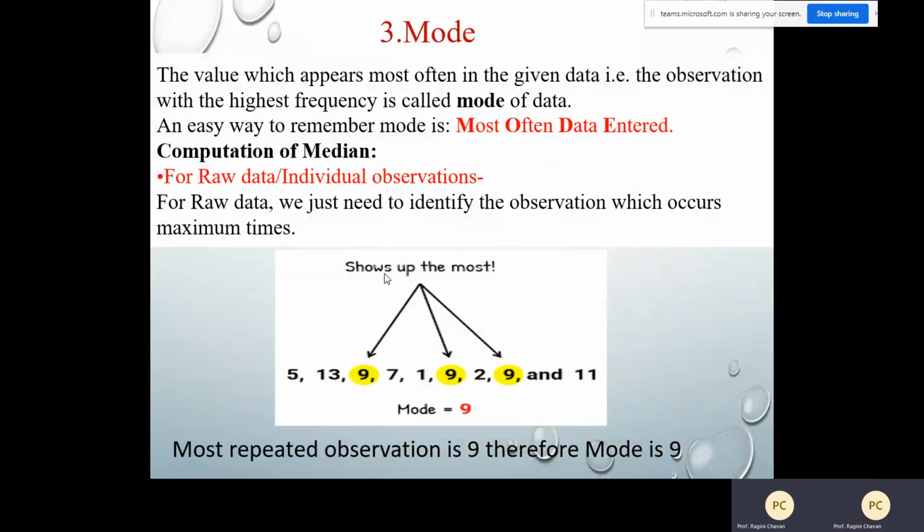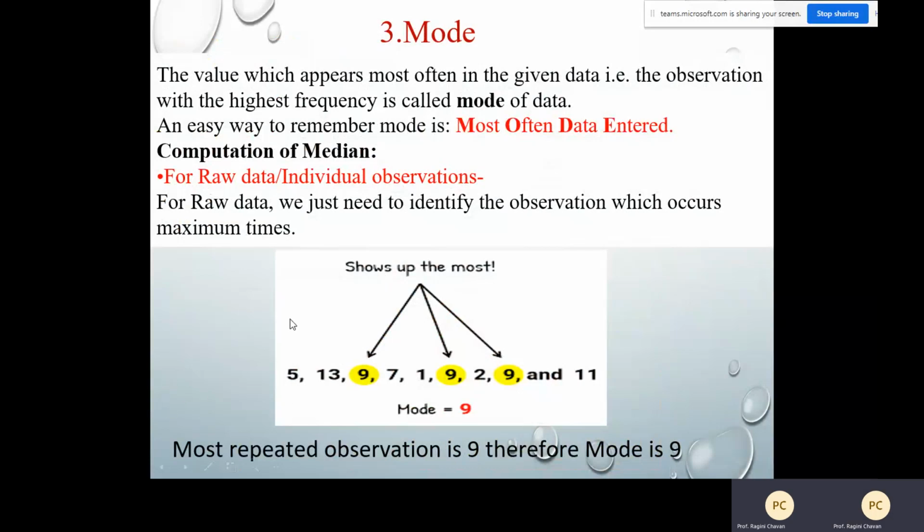Now, this is the third measure of central tendency, that is mode. The mode value which appears most often in the given data, that is, the observation with the highest frequency, is called the mode. An easy way to remember mode is MODE, most often data entered. Now let us see how to find out mode for different kinds of data.